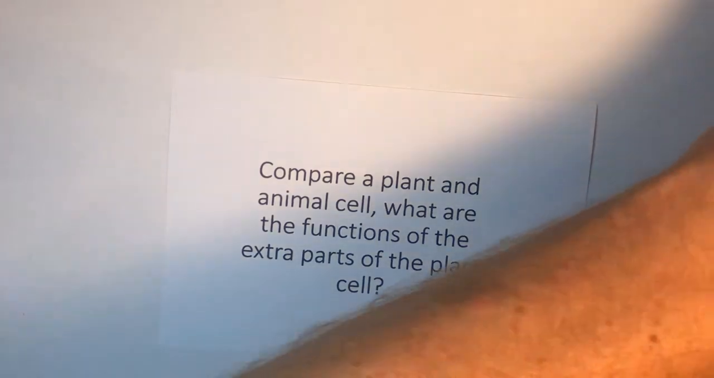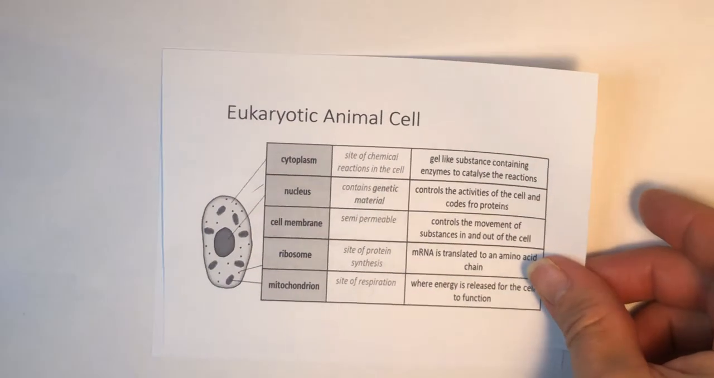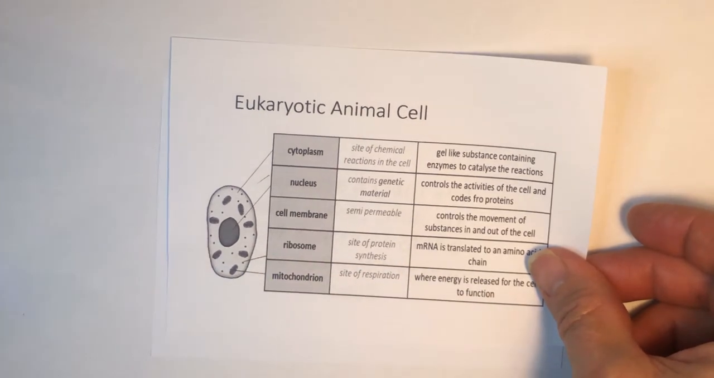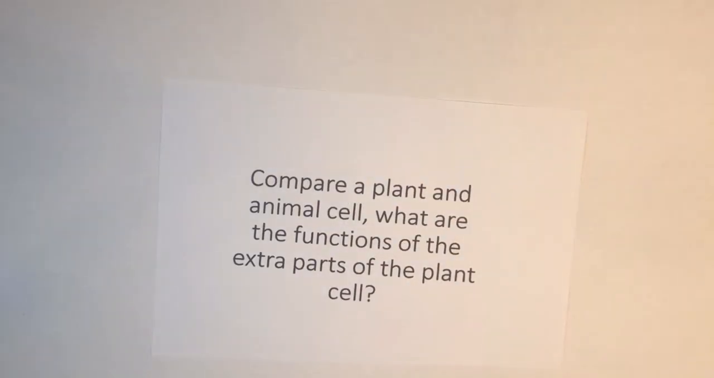Now, in the previous video, we went through the eukaryotic animal cell, and what you needed to know is all those 5 different things and their functions. This one is now saying, compare a plant and animal cell. What are the functions of the extra parts of the plant cell?